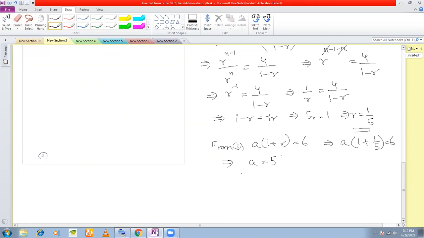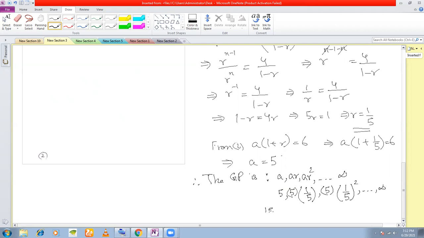So this is the first term. So what is the GP? Therefore, the GP is a, ar, ar square, and so on up till infinity. A here is 5, a into r is 1, ar square is 1 by 5, and so on up till infinity. So this is the GP. You can further write this as 5, 1, 1 by 5, and this extends till infinity. So this is your required GP, right?